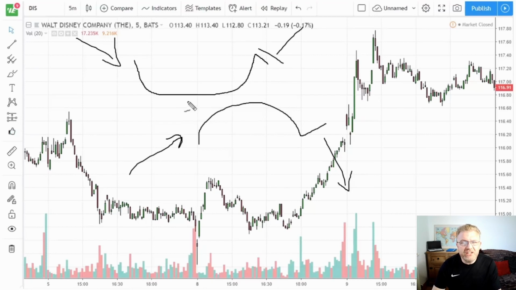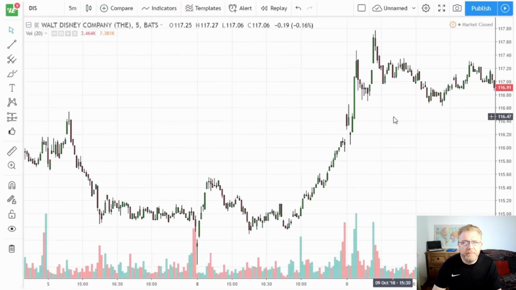Well, we measure the move to the height of the cup, and then we just extrapolate it out. So that's your target. I have a pretty straightforward example here on the Disney 5-minute chart. Most of the time, when you hear a cup and handle, you're talking about the daily chart, because it's more of a long-term trader's technical analysis tool, but it does work on short-term charts as well.